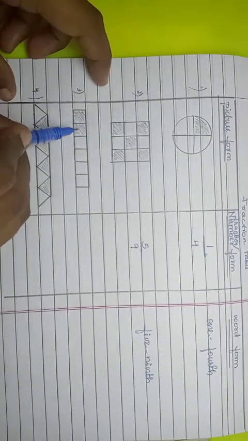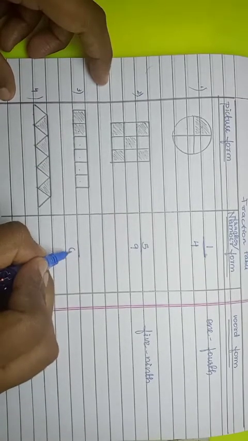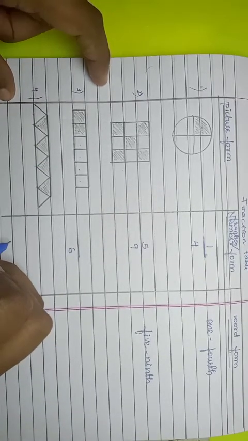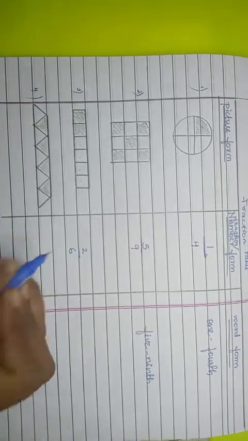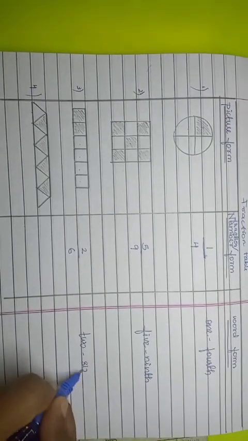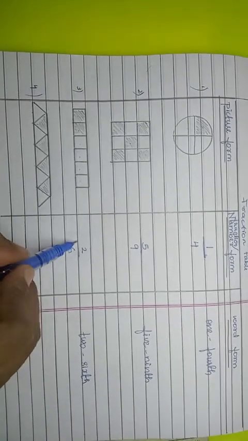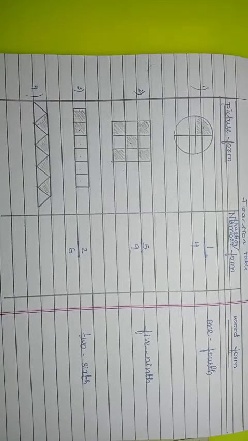This is a rectangle. The total number of parts here are 1, 2, 3, 4, 5, 6. So below I'll write 6 as the total number of parts. How many parts are shaded here? 1, 2. So 2 by 6. How to write that in word form? 2/6. Remember children, you have to draw a line between the two numbers. Then only it will be called a fraction.